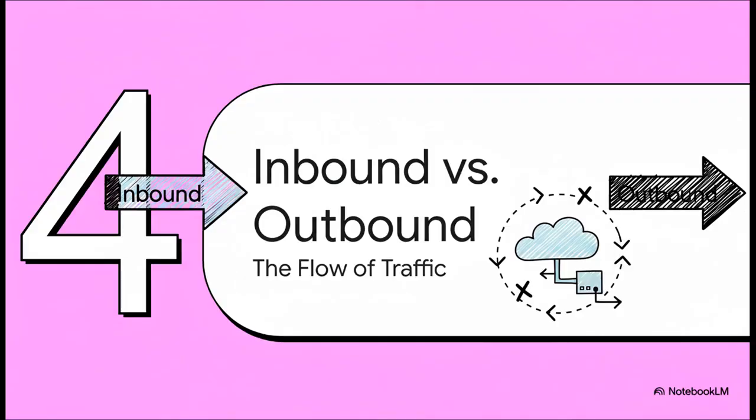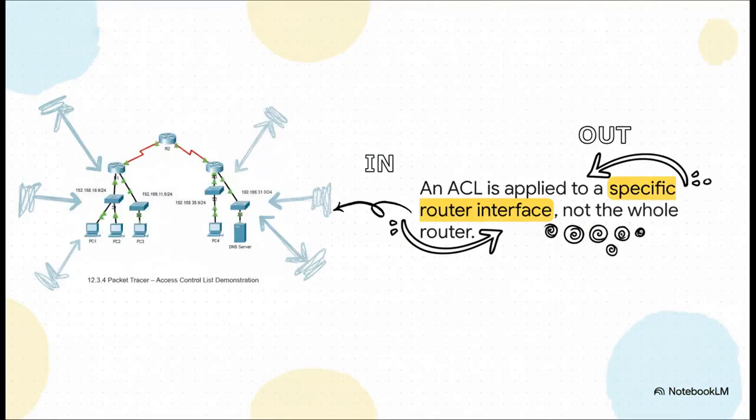Okay, so we know what an ACL is, we know how it thinks, and we know the different types. Now we've got to decide how to apply it. And that decision is all about the direction of the traffic that you're trying to control. To see what I mean, let's use this sample network here. Now here's a mistake a lot of people make when they're starting out. You don't just slap an ACL onto the router itself. Nope. You apply it to a specific interface on that router, like one specific door in or out. And on that door, you have to choose a direction, inbound or outbound.